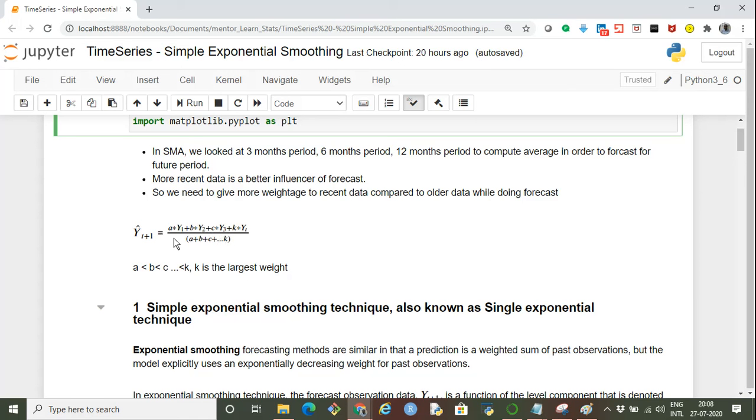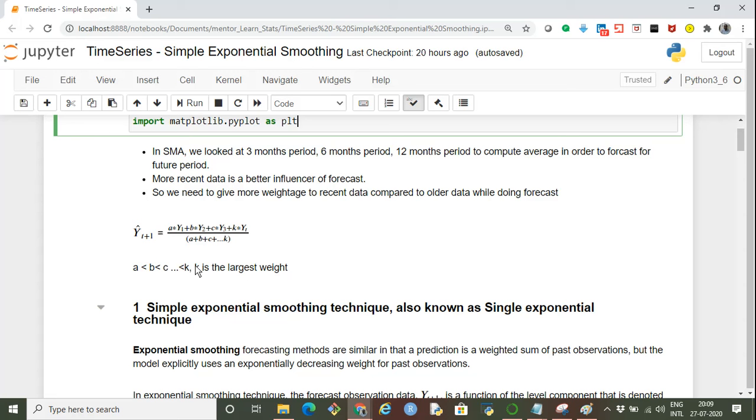What we are trying to say is that yt is the most recent observation and y1 is the oldest observation. We want to give more weightage to the recent observation. So k is a coefficient, or you can say a weight, associated with the observation. So k will be greater than the other weights, and similarly so on. So a is less than b is less than c, and so on. a is the weight or coefficient for the oldest observation that we have, so it will have the lowest weightage, followed by b, and so on.